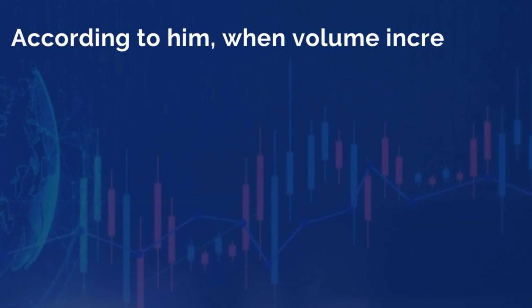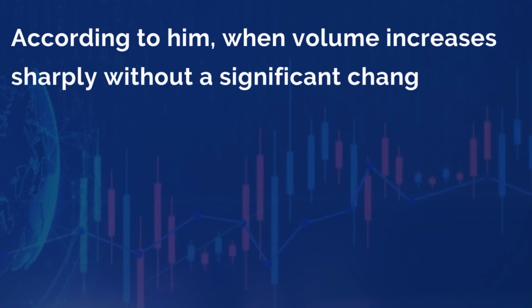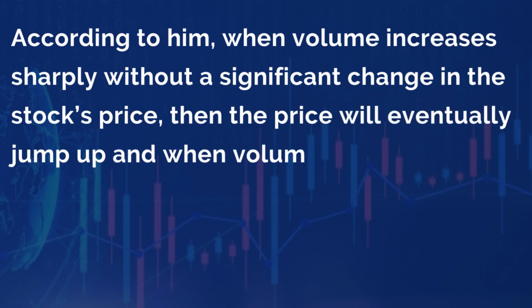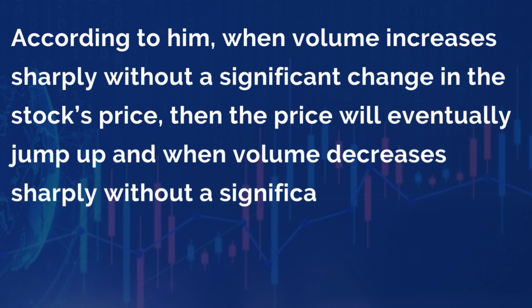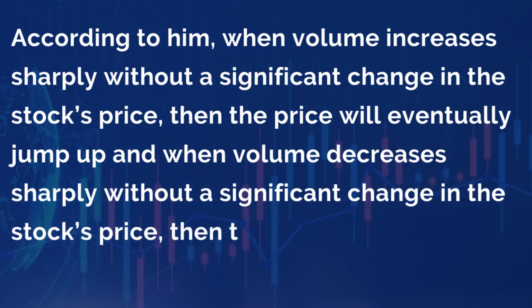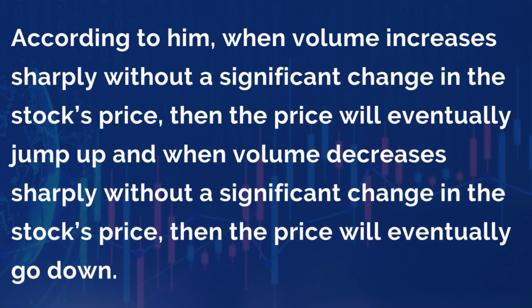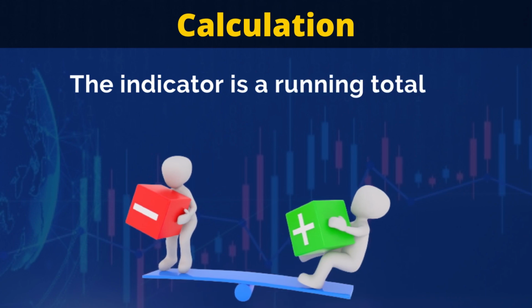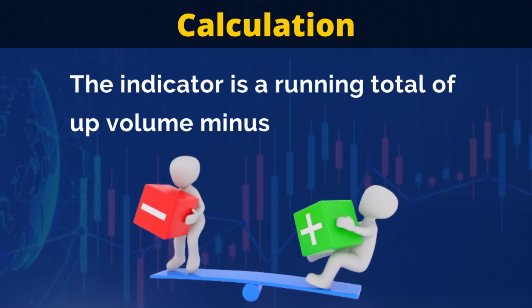According to him, when volume increases sharply without a significant change in the stock's price, then the price will eventually jump up, and when volume decreases without a significant change in the stock's price, then the price will eventually go down. The on-balance volume indicator is calculated as a running total of up volume minus down volume.